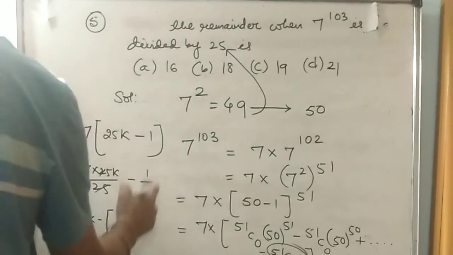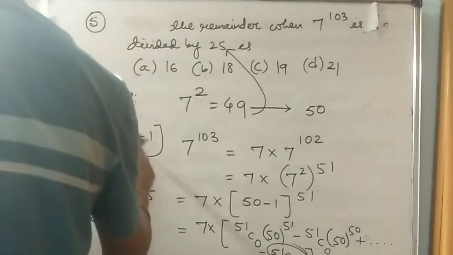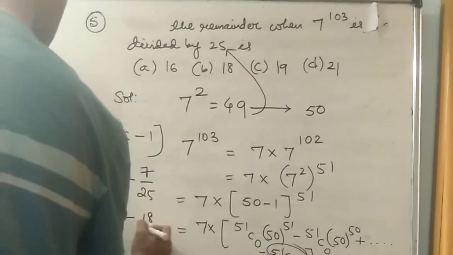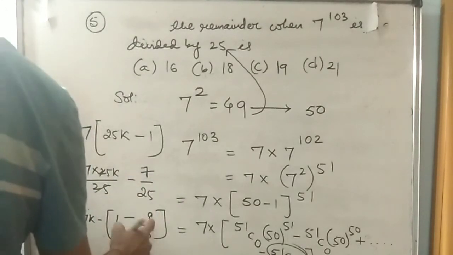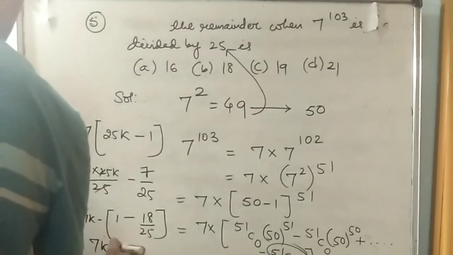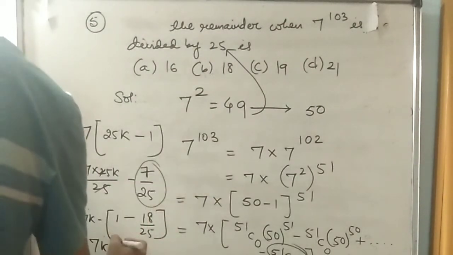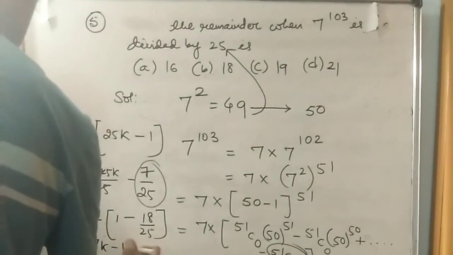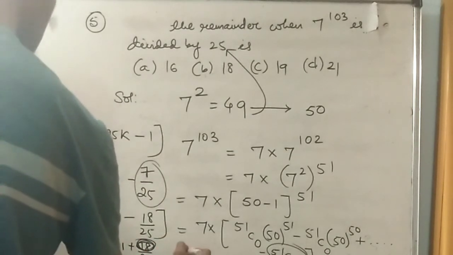Now to deal with this one, we need to know this one is equal to minus 7 upon 25. This one is expressible as 1 minus 18 upon 25. 25 is a bigger number, so obviously division will be like this. The remainder is never negative, it is always positive. So to get that positive result, we need to make an adjustment with 1. 1 minus 18 upon 25 gives us minus 7 upon 25. So 7k minus 1 plus 18 upon 25. So this plus 18 is basically the remainder. Remainder will be 18.